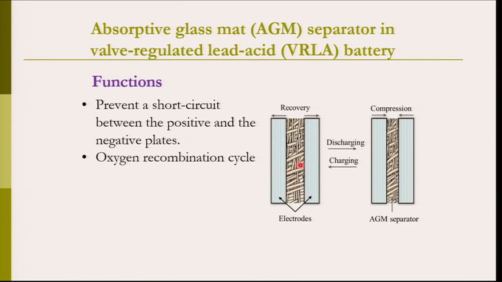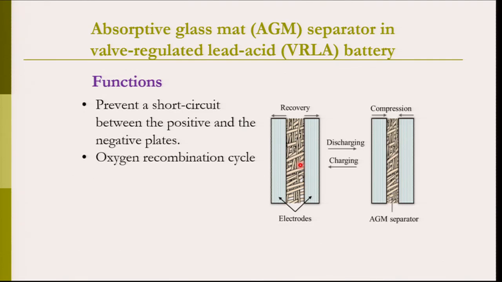What is an oxygen recombination cycle? The VRLA battery operates on the principle that during charging, the oxygen evolved at the positive plate reacts with the hydrogen generated at the negative plate to produce water, provided that the gas is channelized through the separator in a controlled manner. So, the oxygen is released from the positive plate during charging of the battery, and then it comes in contact with the hydrogen which is released at the negative plate to produce water.